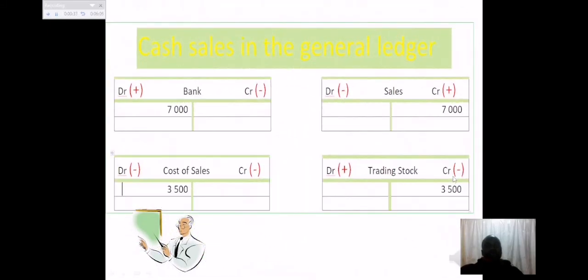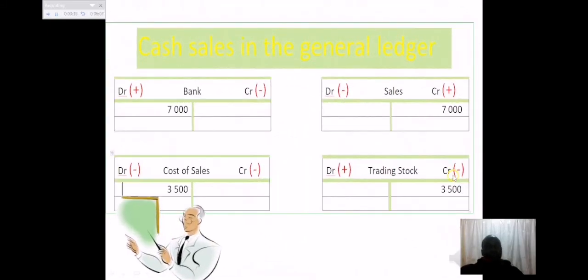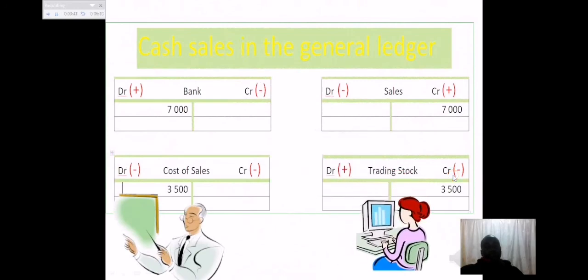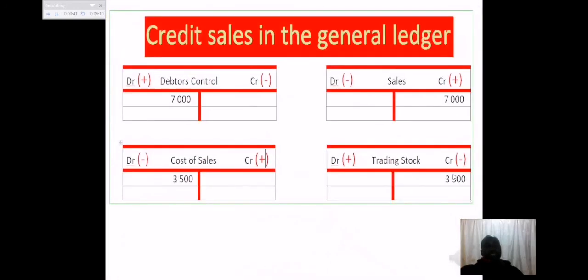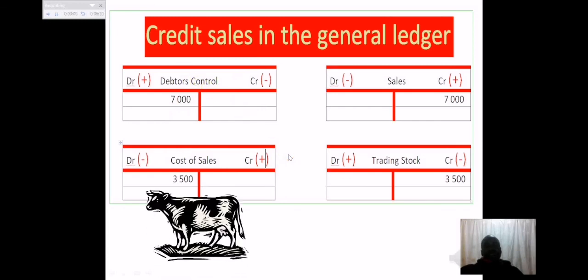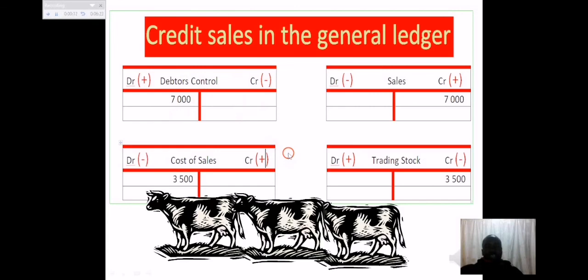So we then say when we look at the credit transaction, similarly, bank has been replaced by debtors control and everything else remains as it was without any changes.